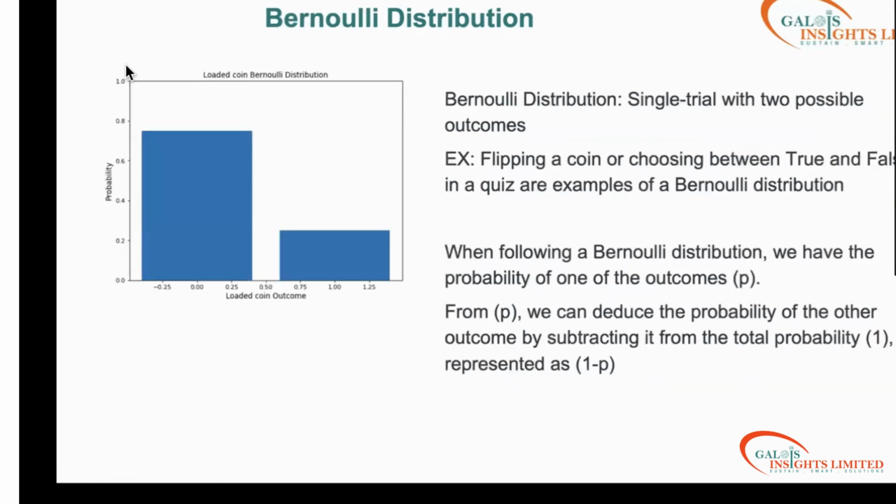Then we also have a Bernoulli distribution. Here we have a single trial with two possible outcomes. For instance, you flip a coin, or you choose true or false in a quiz. So we only have two possibilities. If you flip a coin, you can have heads or tails.